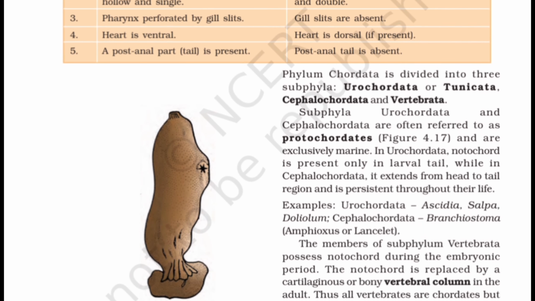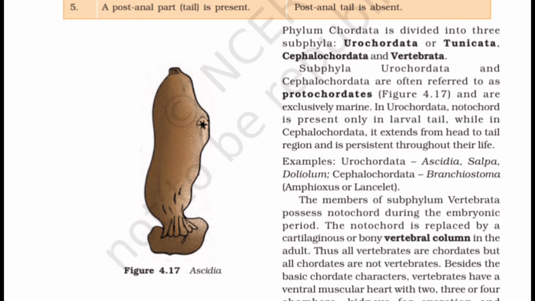Phylum Chordata is divided into three subphyla: Urochordata or Tunicata, Cephalochordata and Vertebrata. Subphylum Urochordata and Cephalochordata are often referred to as protochordates. Figure 4.17. Example of Urochordata: Ascidia. And they are exclusively marine.